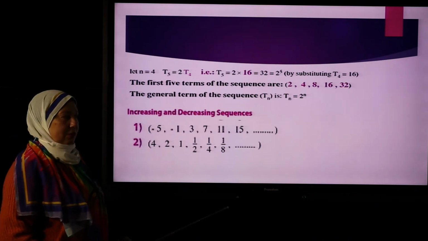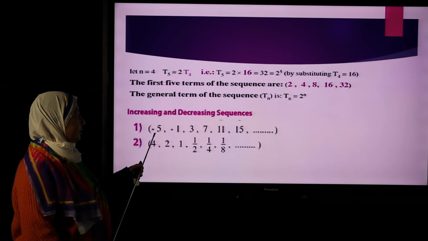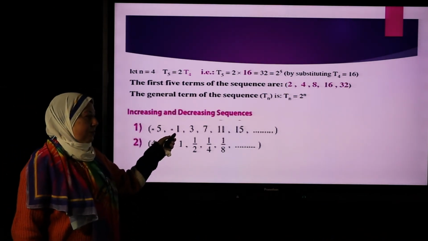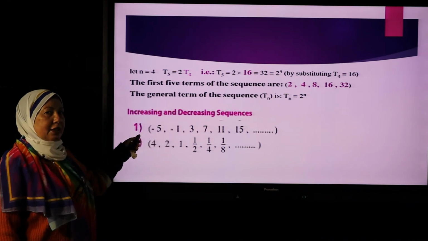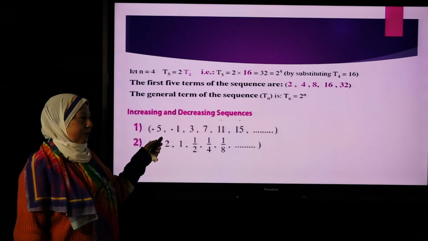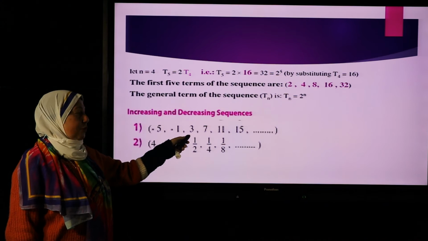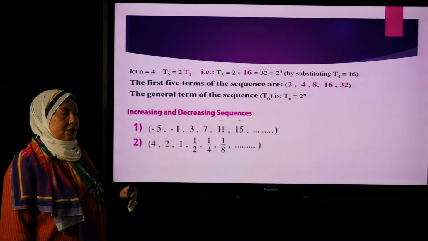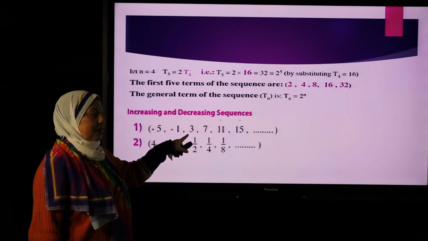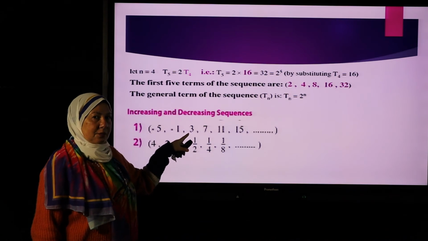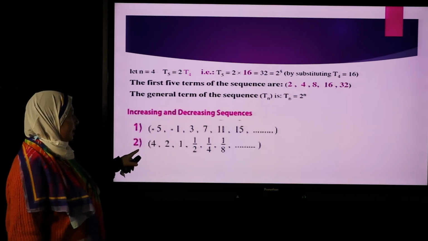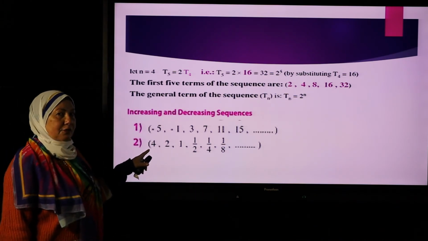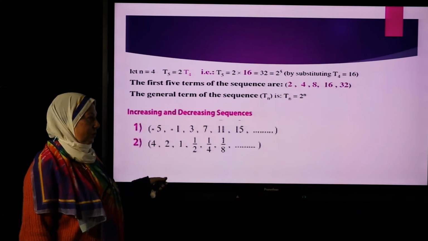Increasing or decreasing sequence. Let the sequence negative 5, negative 1, 3, 7, 11, 15. The second term minus the first term, negative 1 minus negative 5 equals 4, a positive number. 3 minus negative 1 equals 4. When T2 is greater than T1, therefore the sequence is an increasing sequence. 7 is bigger than 3, T4 bigger than T3, therefore the sequence is increasing. Second sequence: 4, 2, 1, 1 over 2, 1 over 4, 1 over 8. The second term is smaller than the first term, therefore this sequence is a decreasing sequence, okay?